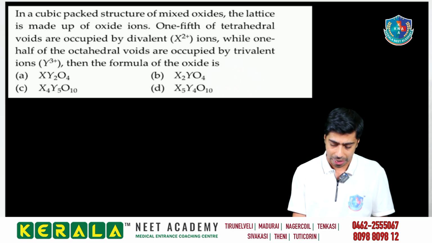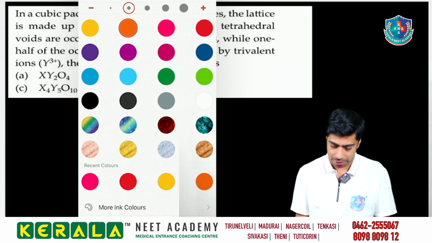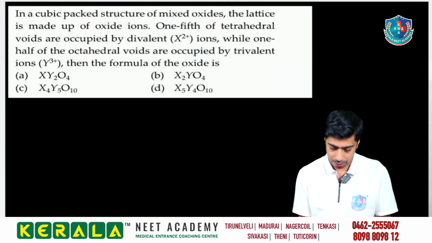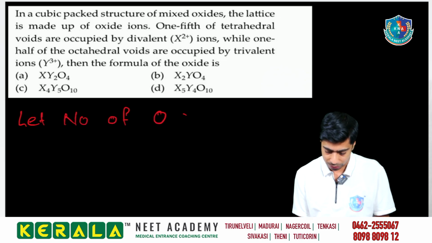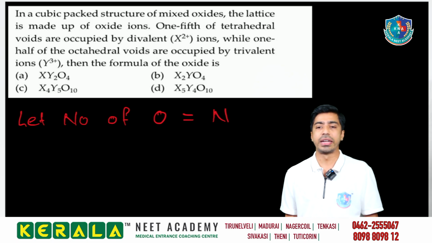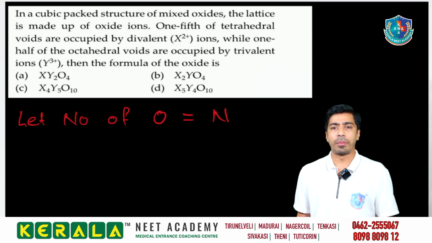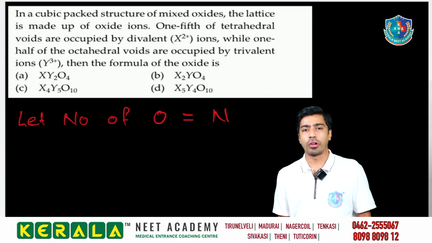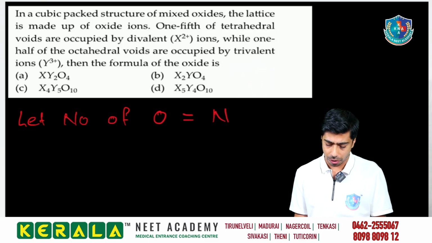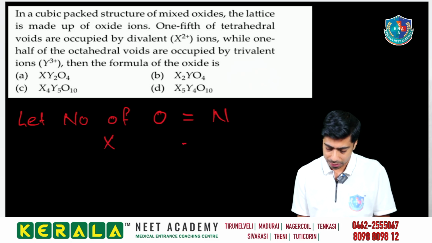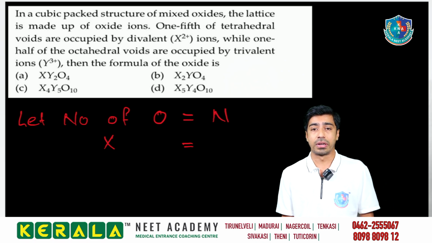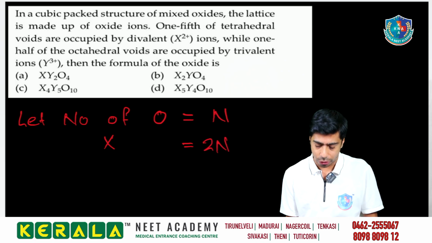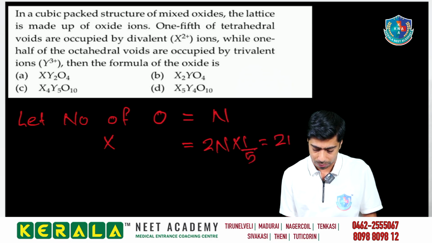So we need to take the main atom. Let the number of oxide ions be n. Then the number of tetrahedral voids will be 2n in number. So 1/5 of the tetrahedral voids are occupied by divalent ions, the number of divalent ions being x. The total number of tetrahedral voids will be 2n, and 1/5 means into 1 by 5, so that will be equal to 2n by 5.